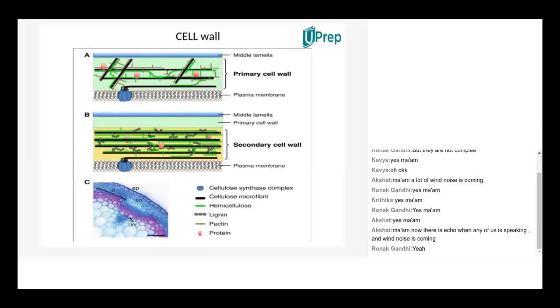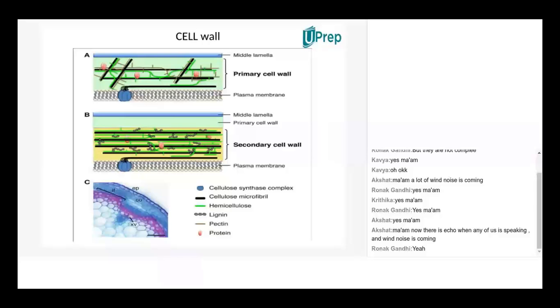So it's like if you take a cell, the cell wall is made up of 3 layers. The outermost layer is the middle lamella. Next layer is the primary cell wall. Then you will have the secondary cell wall. So this is how the arrangement of a cell wall in plants happens.